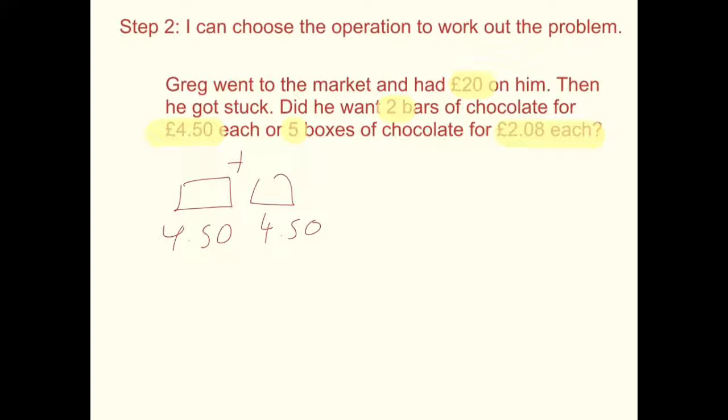We also know that there are 5 boxes of chocolate. 1, 2, 3, 4, 5. And each one of those costs £2.08 each. So now, again, straight away, we can either add each of those boxes together, or for both of them, in fact, what we could do is we could also multiply, if we can remember how to do long multiplication. Now, for both of those, we'll be able to find out whether it's better if he bought the bars of chocolate, or whether he goes for the boxes of chocolate instead.